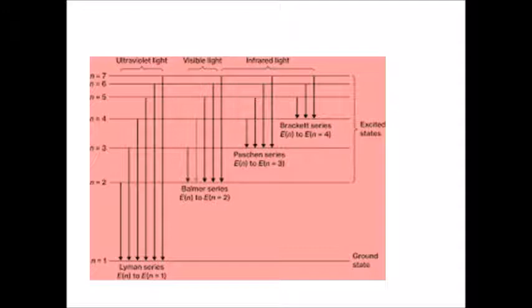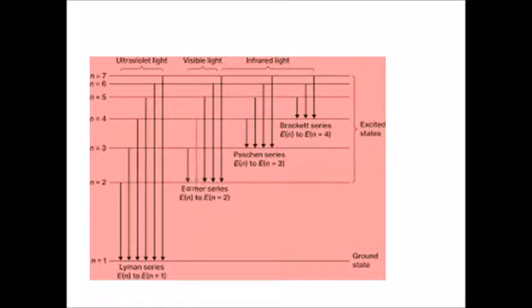Now, here again we can see the different transitions of the hydrogen atom electron when it comes from n equal to 7 to n equal to 1, n equal to 6 to n equal to 1, n equal to 5 to n equal to 1, and so on till it comes back from n equal to 2 to n equal to 1. These transitions occur in the ultraviolet region, and they are called the Lyman series.